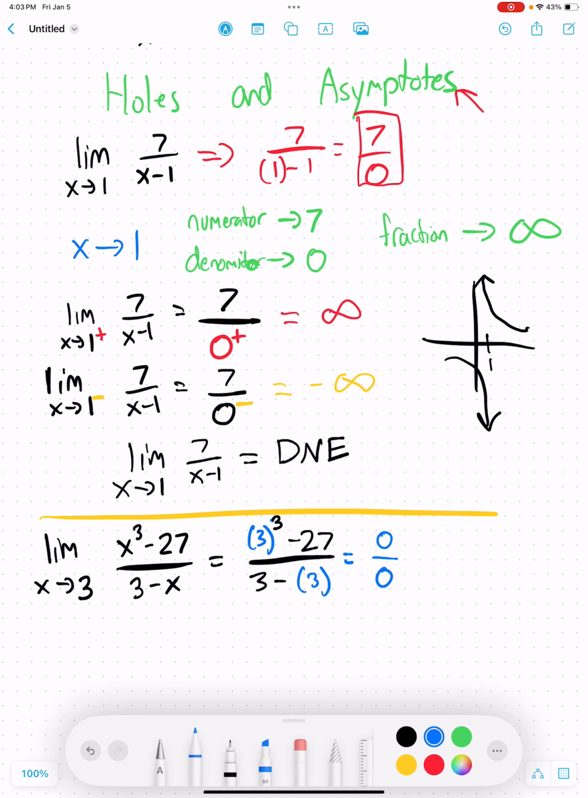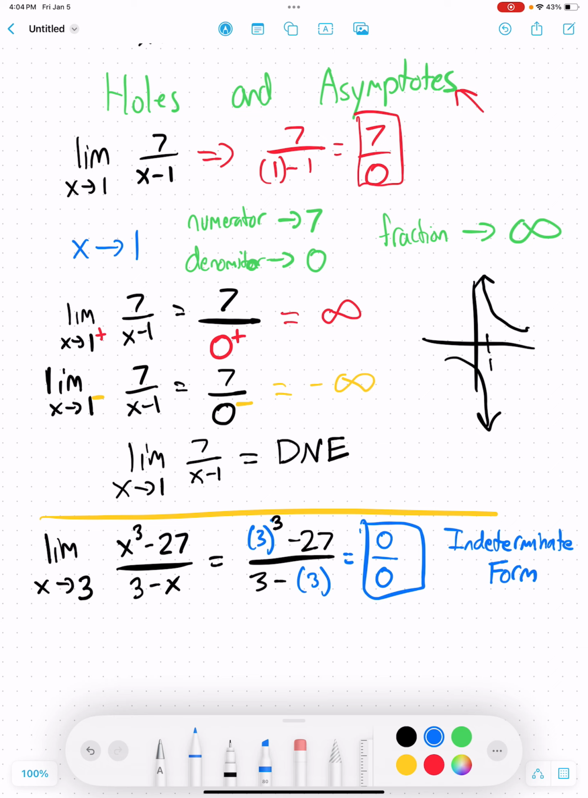Well, what this tells me is if I let x approach 3, then the numerator is approaching 0, and the denominator is approaching 0. So is my number getting infinitely small, infinitely large? Well, it turns out this is what's called an indeterminate form. What does that mean? That means it doesn't tell me enough information. I cannot make a conclusion based off of 0 over 0. I don't know if it's a hole or an asymptote.